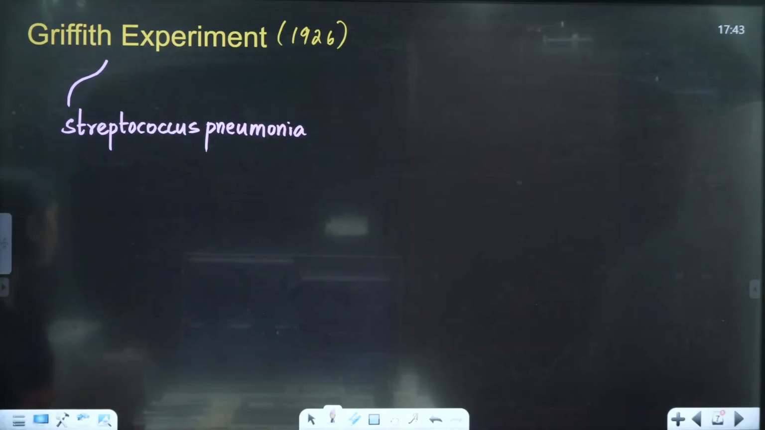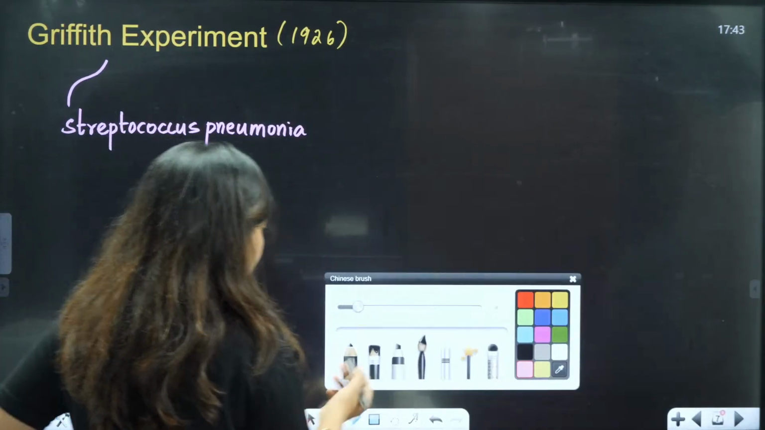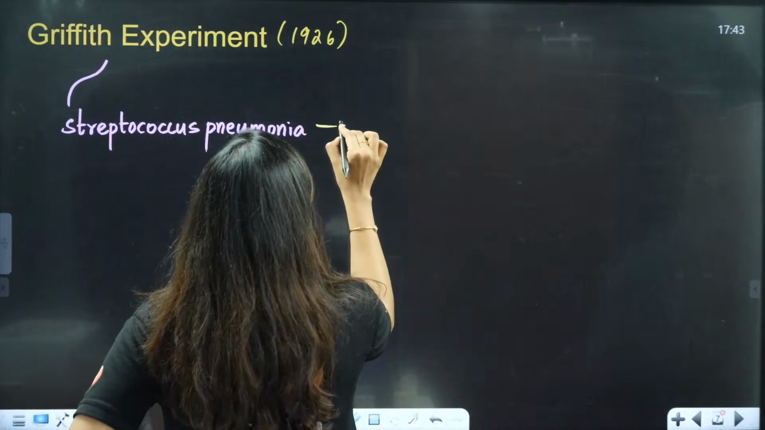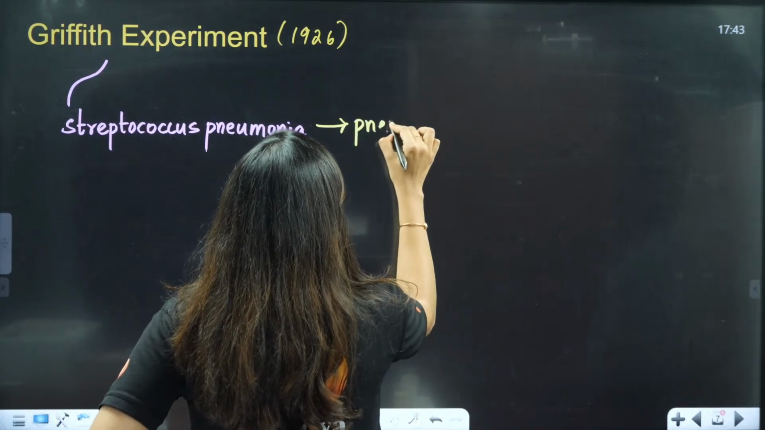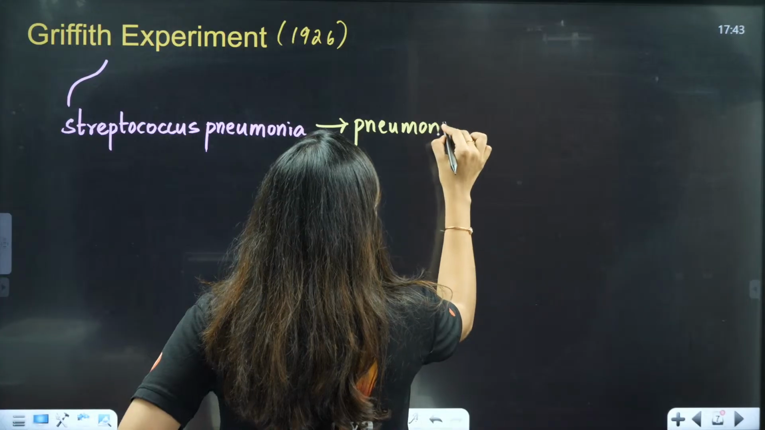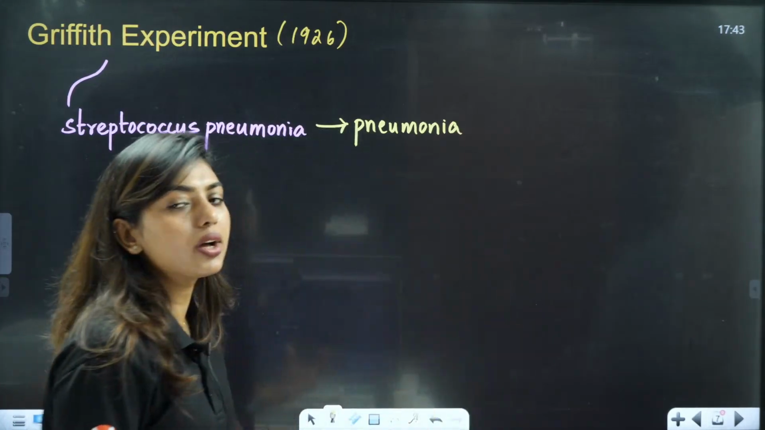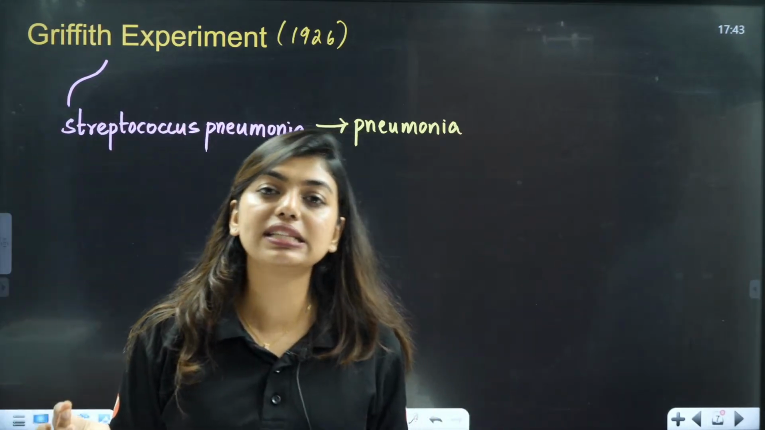Streptococcus pneumoniae was the one who causes what? Pneumonia. So pneumonia, students, is a disease which is mainly spread by the help of droplets or aerosols.